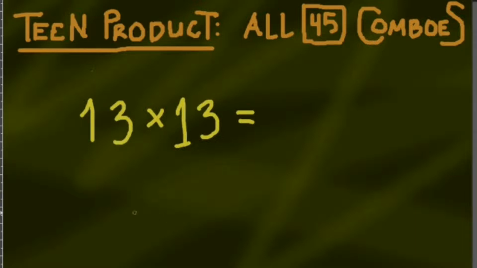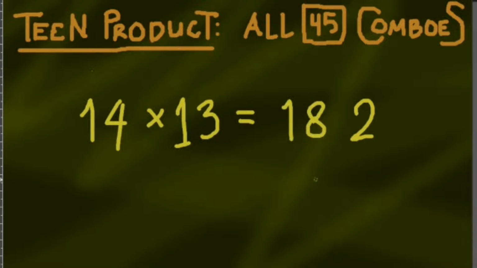Now 13 times 13. 3 times 3 is 9. And 13 plus 3 is 16. So 169. 14 times 13. This is 12, so just write 2. 14 plus 3 is 17. Plus 1 again, then it becomes 182.